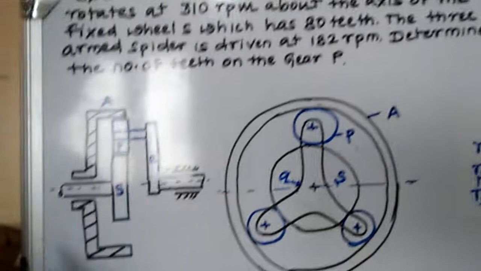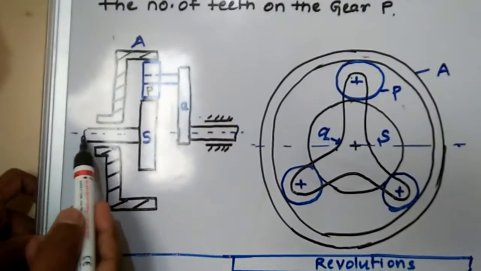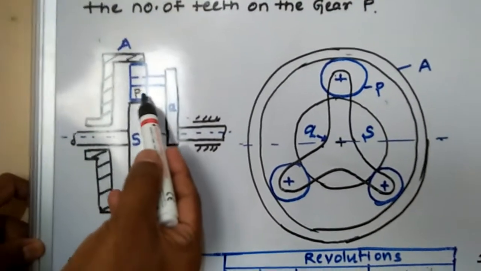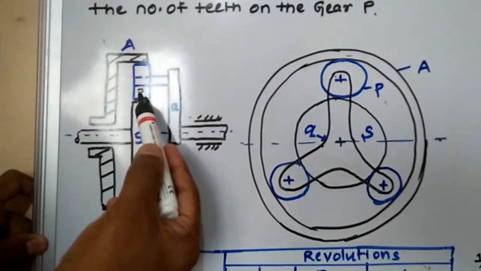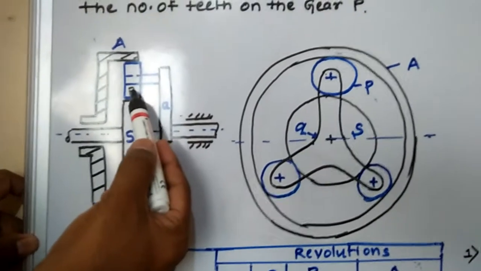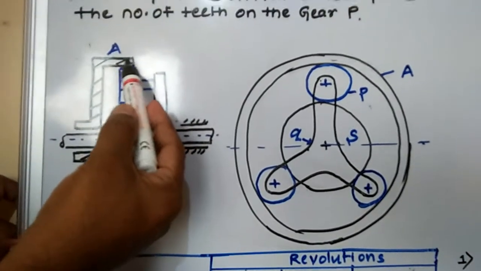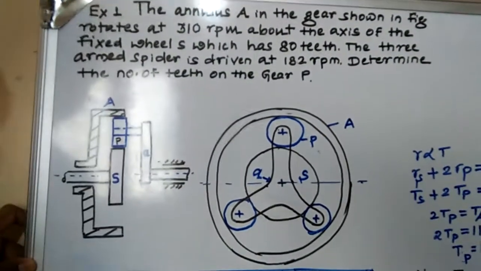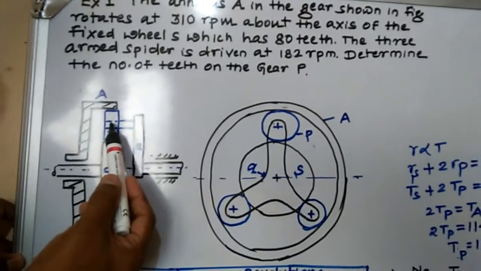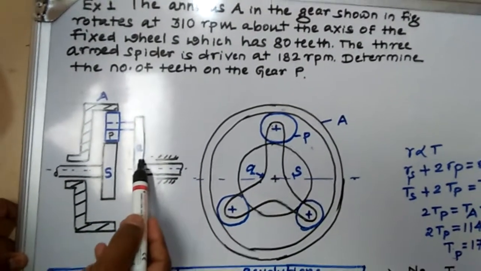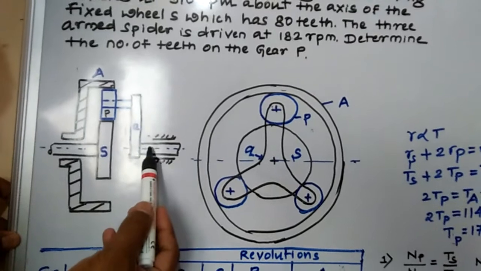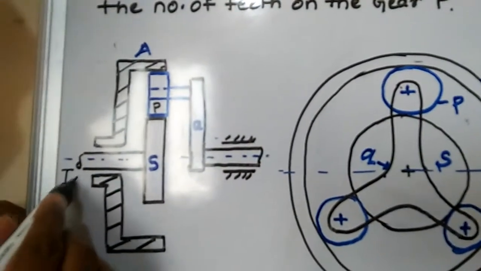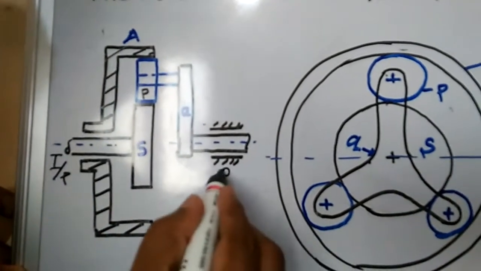Okay, this is a sectional view. The input is connected to S, that is the sun gear. The sun gear makes a link with the planet gear. Then the planet gear is connected to what? That is the annulus gear. Then from the planet gear, that is connected to arm A, and then it is connected to the output. This becomes the input, this becomes the output.